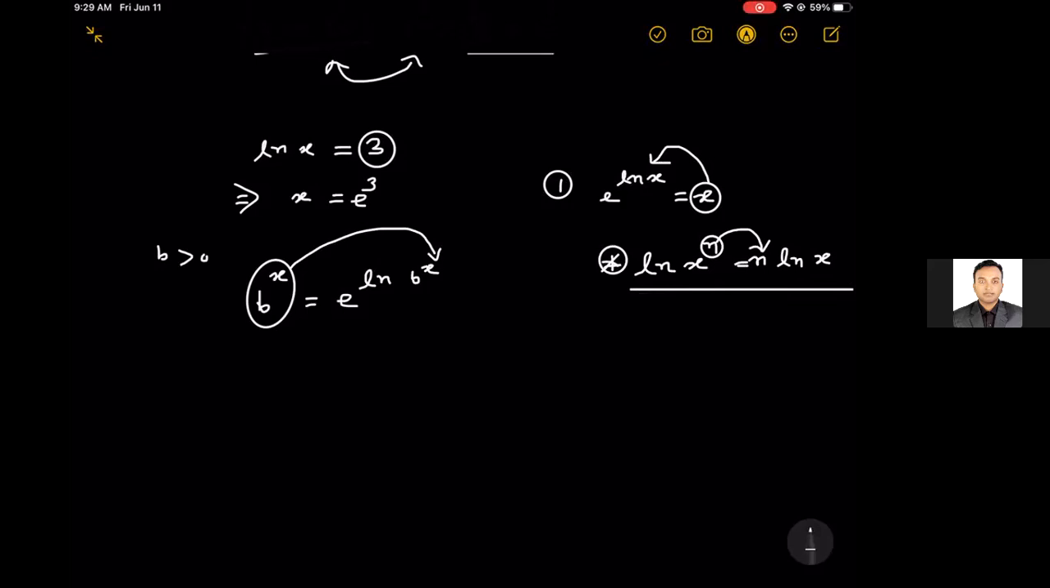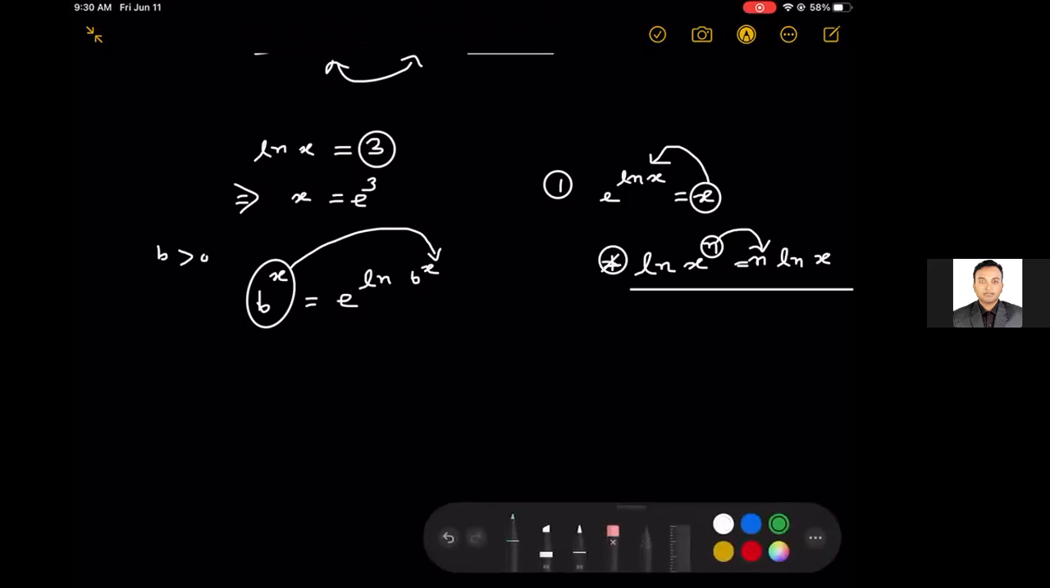And now if we use this property, can you see what you should get? Don't look at the slide now. Try to use your intuition. e to the power of x natural log of b. Exactly.